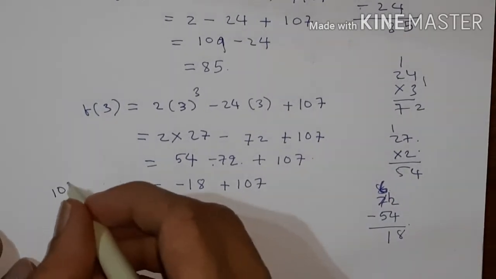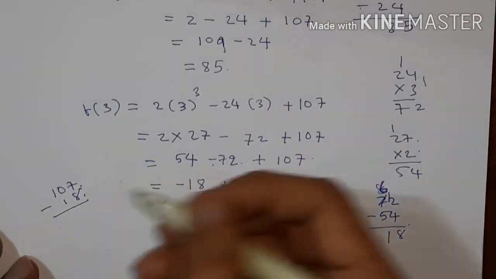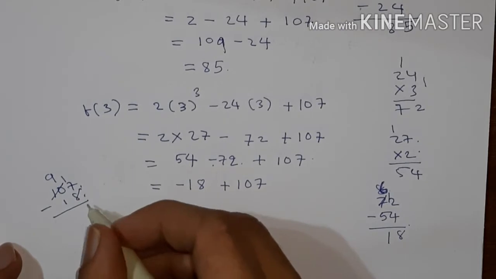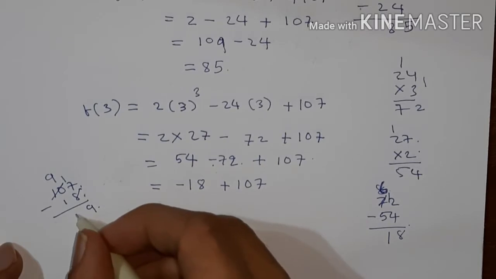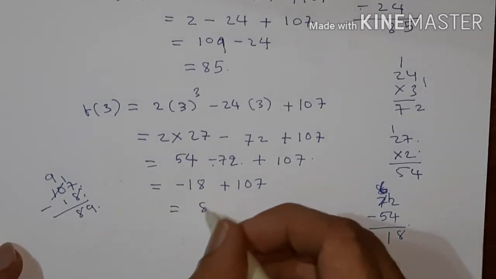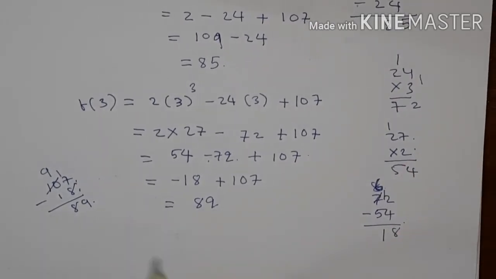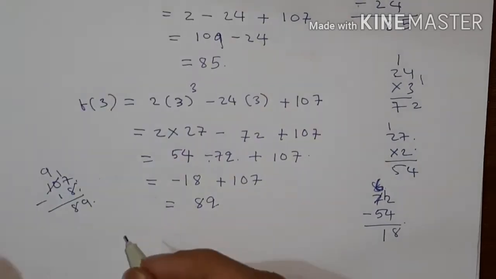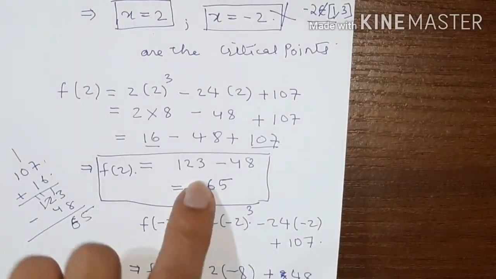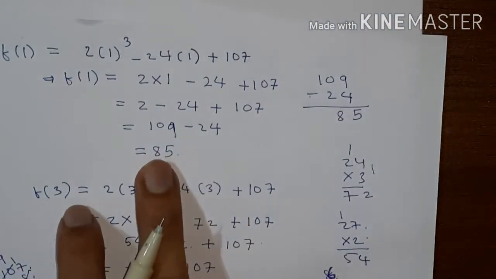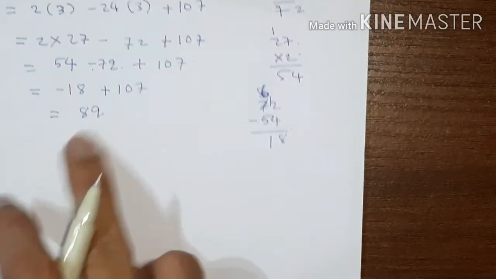So 107 minus 18 is what? 1 you have to borrow, 9 remains, so 17 minus 8 is 9. 9 minus 1 is 8, so 89 you're getting. Now what are the values that you have to take for the first part of the problem? This, f of 2, that is 65. Then f of 1, that is 85, and then f of 3, which is 89.